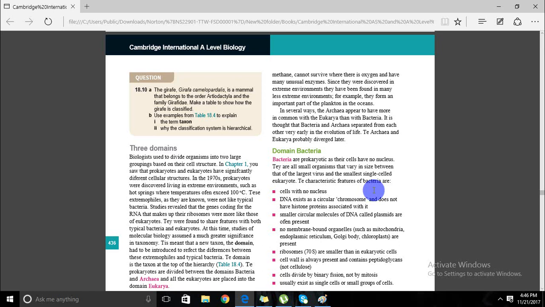And why was this changed? Well, basically, scientists discovered prokaryotic organisms that were able to survive extremely arduous, extremely intolerant conditions. And there were some prokaryotes discovered that were able to survive in hot springs, where the temperature of the water often exceeds 100 degrees Celsius. And these prokaryotes were termed as extremophiles.